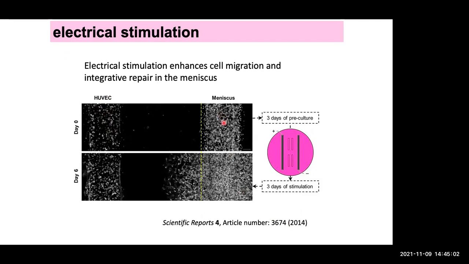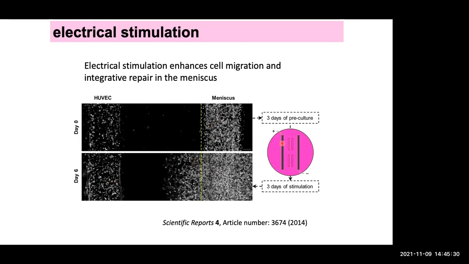Where are they? This is in the, what do you call it, yeah, so it's one type of cartilage tissue. It stays still on day 0. But when they apply the electrical stimuli, the meniscus cells can migrate towards the epithelial cells, another cell type. So the setup looks like this.